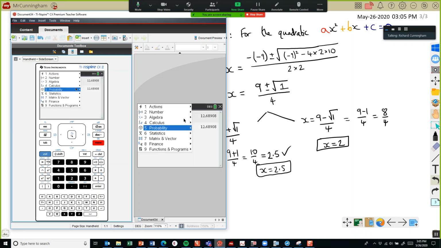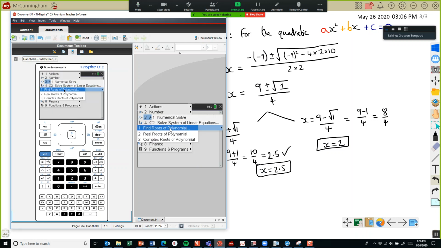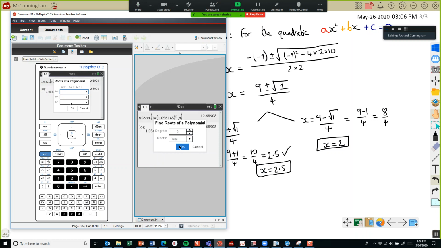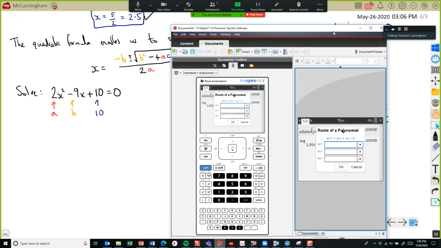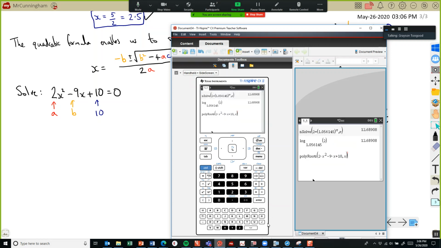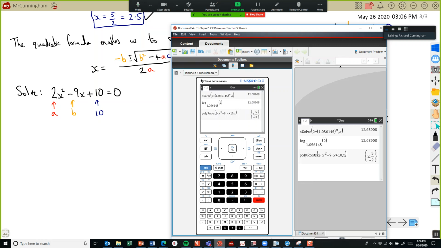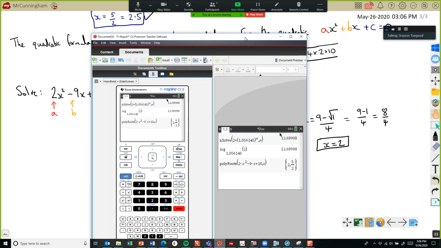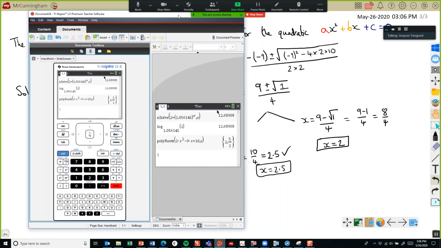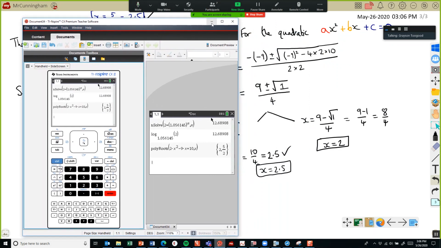To solve this, it's so nice. You just go to your algebra, polynomial, find roots. We've got 2. So we put in our values, so they call it A2, A1, and A0. So I've got 2, -9, and 10. And the calculator works out 2 and 5 over 2. So you need to get yourselves one of these calculators for next year, okay?